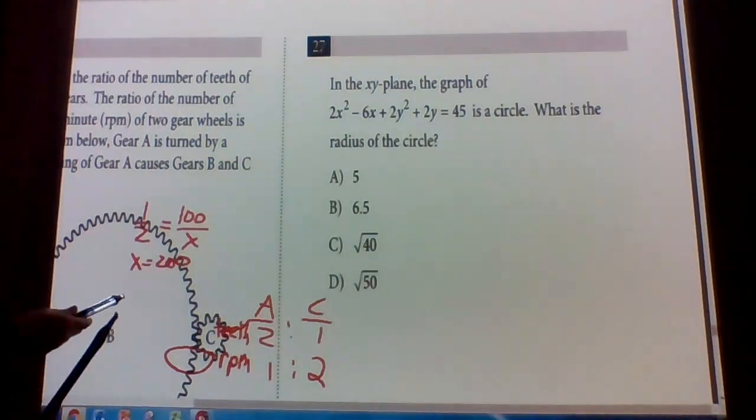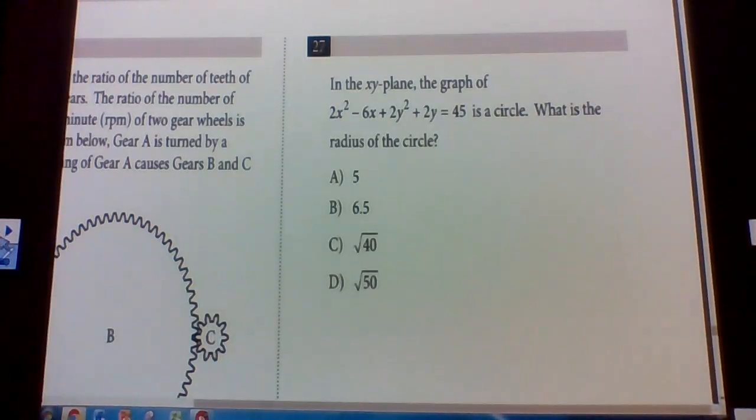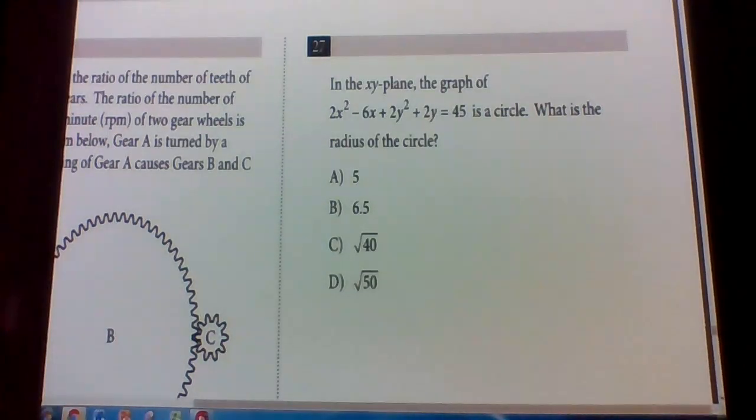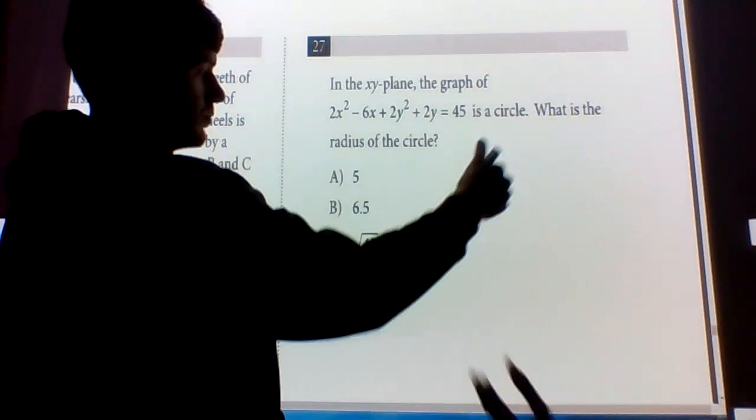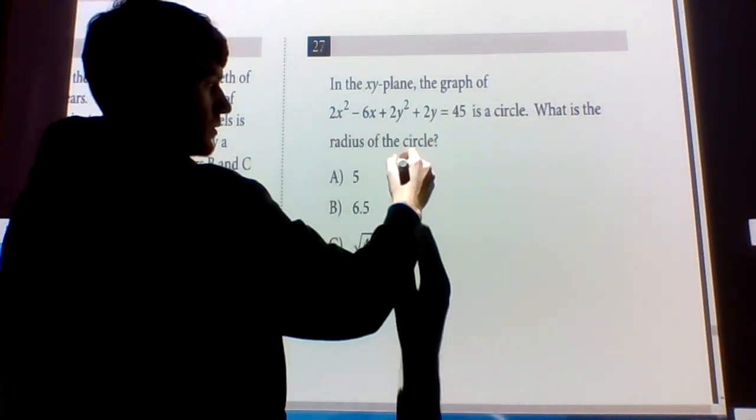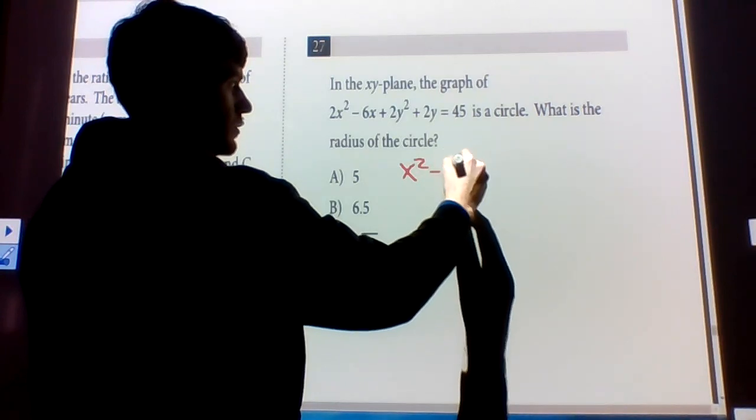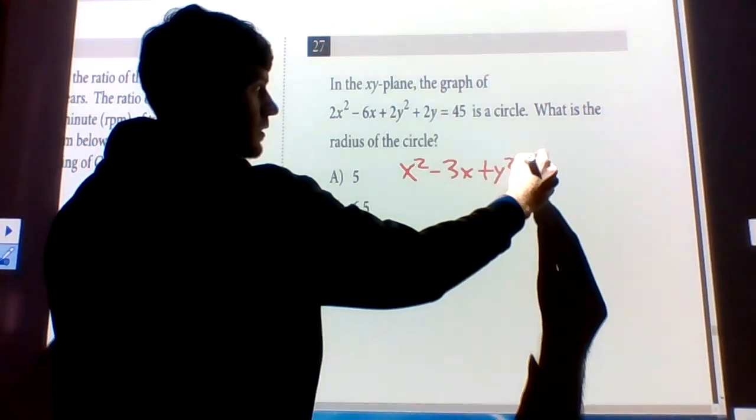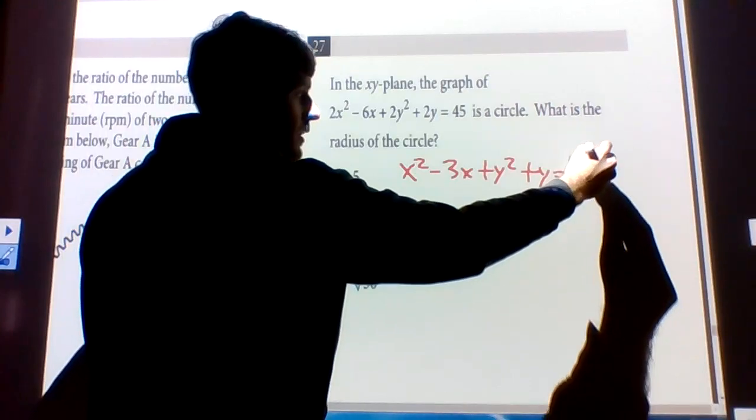Okay, in the xy plane, the graph of 2x squared plus 6x plus 2y squared plus 2y equals 45 is a circle. What is the radius of the circle? Yeah, so we have to do two completing the squares here, which again we haven't gotten to because we didn't do circles, but first thing I want to do is divide everything by 2. You want x squared and y squared, so I'm going to divide everything by 2. So x squared minus 3x plus y squared plus y equals 45 divided by 2.